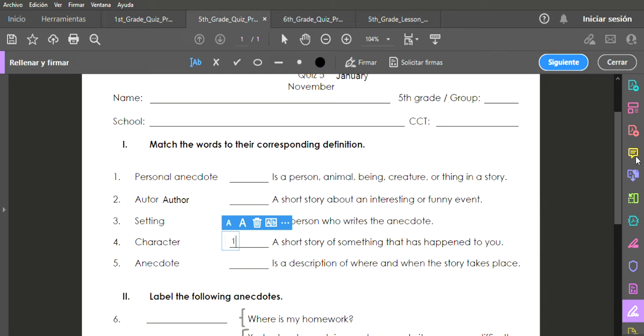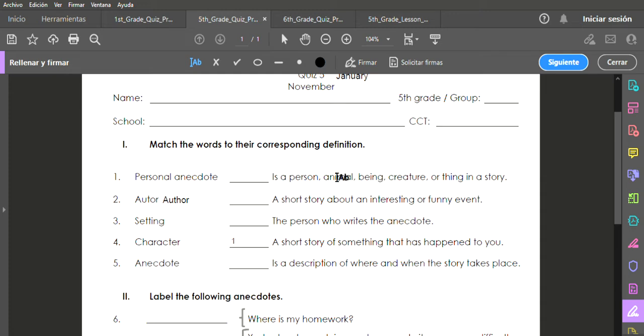Okay, so that's another definition. You have to answer them all. I'm going to repeat them so you can do it or complete it. Voy a repetir para que puedan completar. Number 1 says personal anecdote. We already answered this. Ya contestamos esta. Number 2, author. Number 3, setting. Number 4, character. Number 5, anecdote.